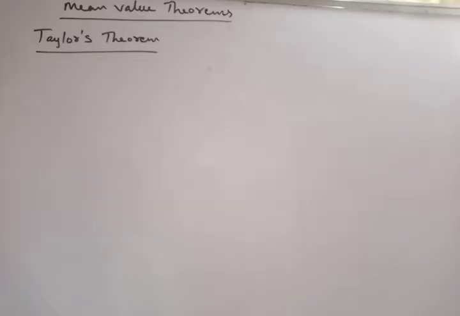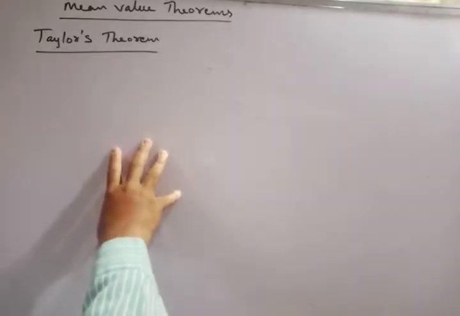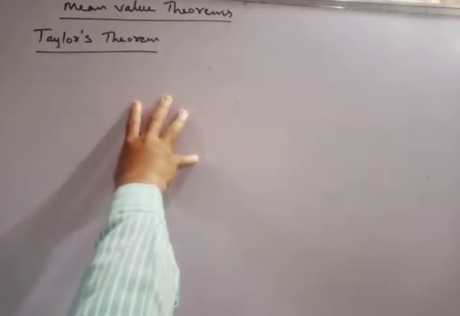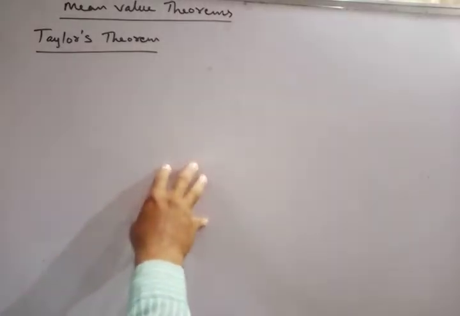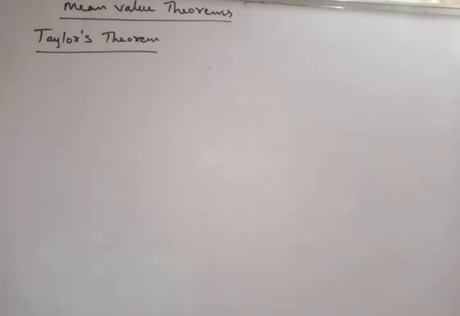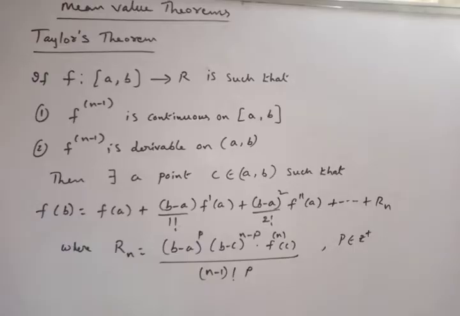Now the other two theorems we have in mean value theorems are what? Taylor's theorem is one, and another one is Maclaurin's theorem. Correct. So let us start with Taylor's theorem. See the definition of Taylor's theorem.